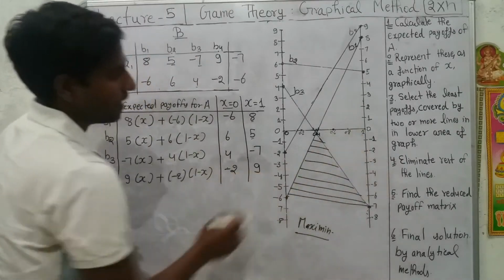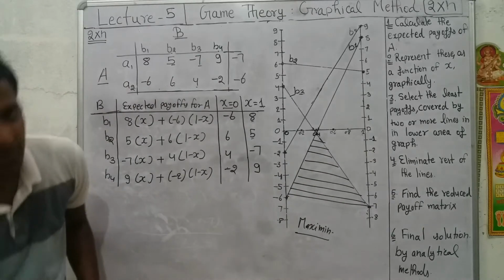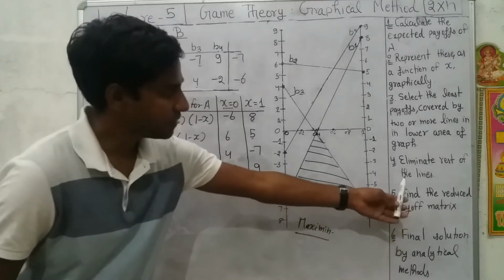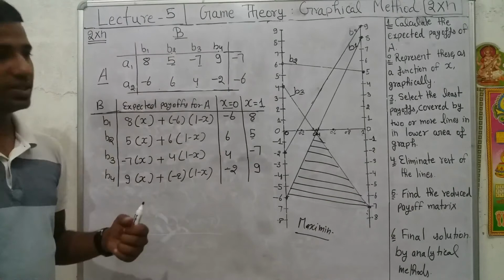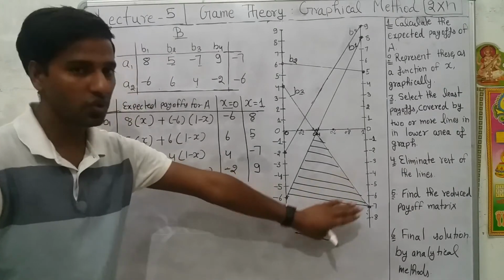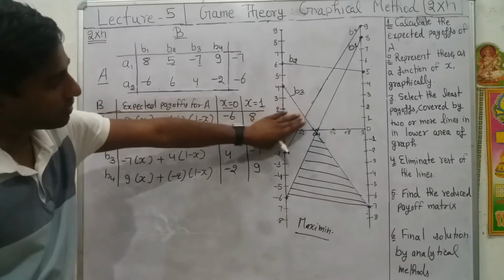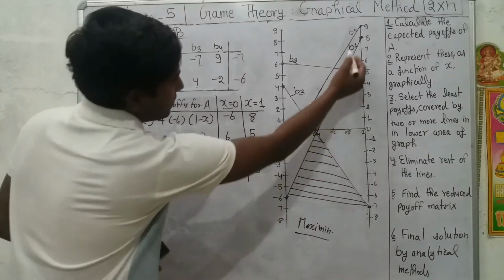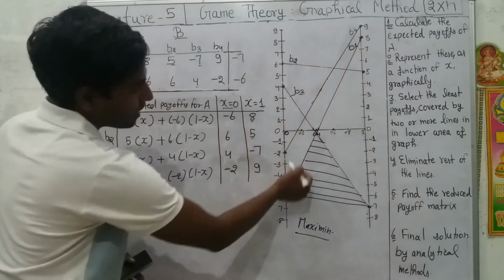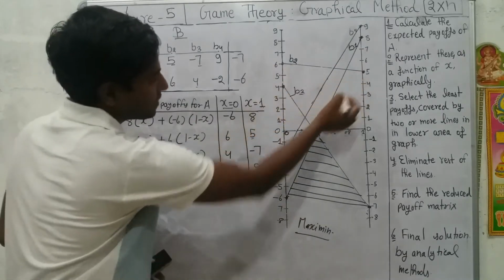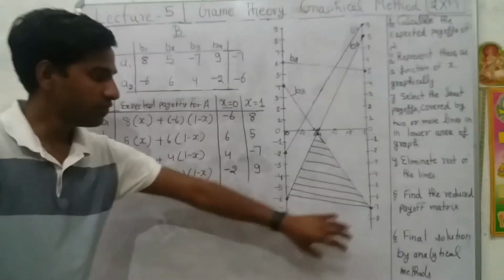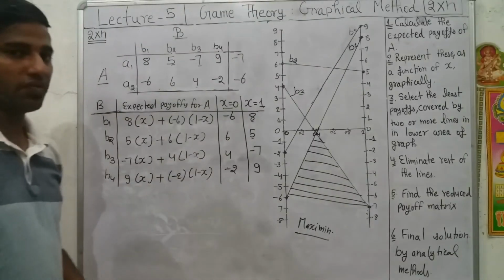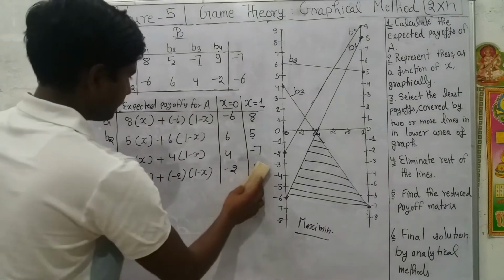So the next step is to eliminate the rest of the lines. As our basic purpose of applying the graphical method is to reduce the order of the game, we need to eliminate some lines, or we need to eliminate some strategies. So which strategies would be eliminated? Those strategies or lines that are not covering this area. So in this case, this line, that is B4, is not covering this area. Similarly, the B2 line is also not forming any part of this area. So these two strategies would be eliminated or deleted for the further process of solution.